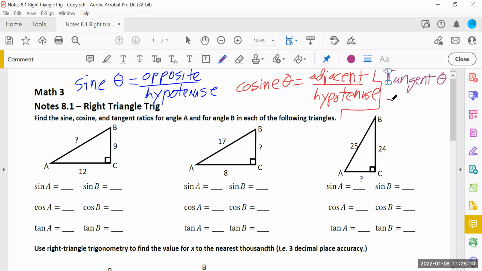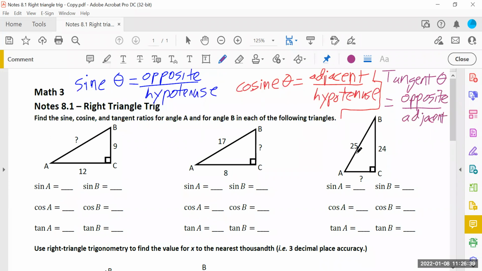tangent of an angle is going to be equal to the opposite side divided by the adjacent side. Opposite divided by adjacent. So now I have my 3 formulas. You may have heard a mnemonic device for these before. I'm going to go ahead and put this in. You can write it down wherever you've got some space.